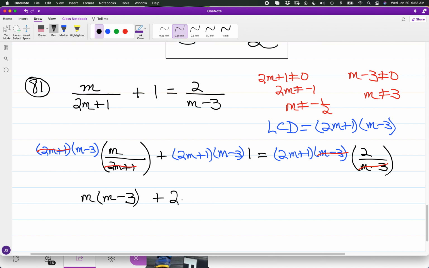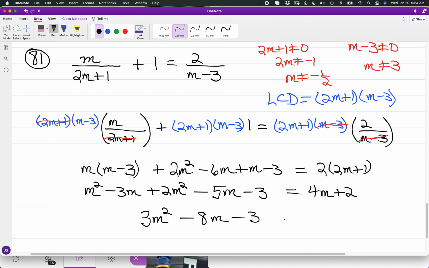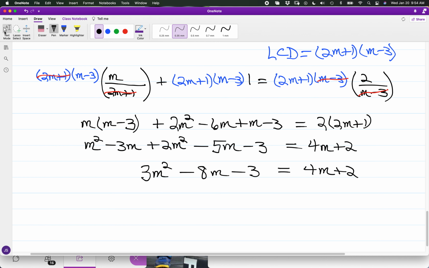Okay, and just combining the like terms on the left. So we have m squared plus 2m squared, we have 3m squared. Negative 3m minus 5m is negative 8m. Again, we have minus 3, and that is equal to 4m plus 2. Okay, so you have a quadratic equation in the variable m.